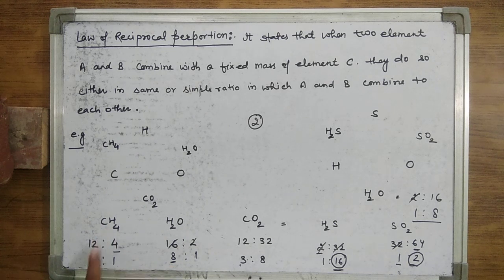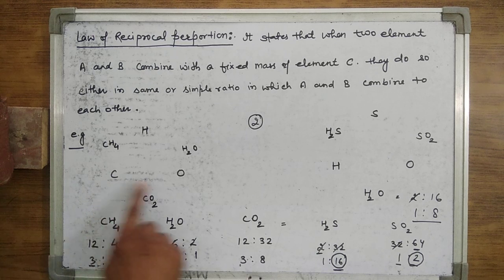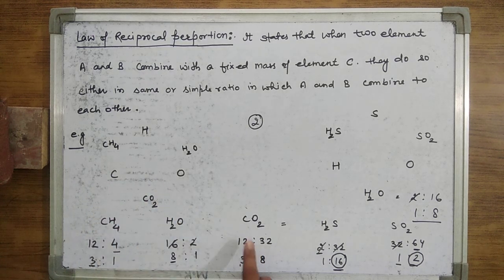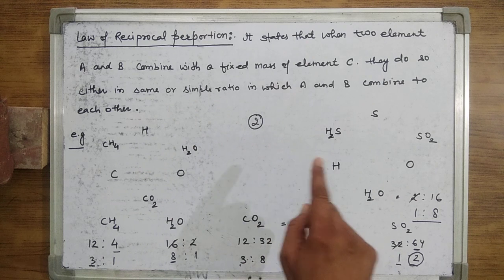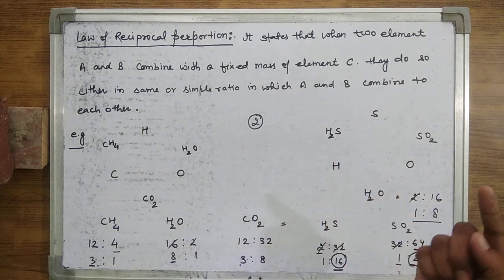So carbon and oxygen combined with hydrogen in the ratio 3:8. This is a mass of carbon 3 parts, this is a mass of oxygen 8 parts. Its ratio is 3:8. Now when carbon and oxygen combine to each other to form carbon dioxide, this ratio is again found 3:8. This ratio 3:8 and 3:8 is the same. Hence the law of reciprocal proportion is proved. It says that they combine to each other either in the same ratio or in a simple ratio.